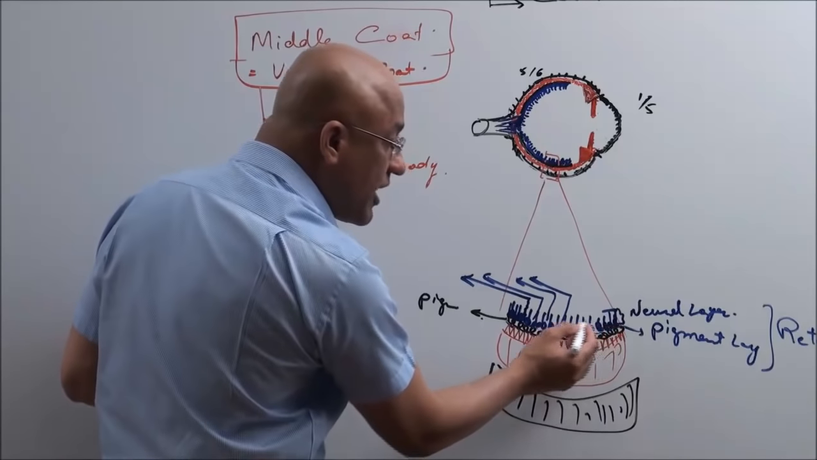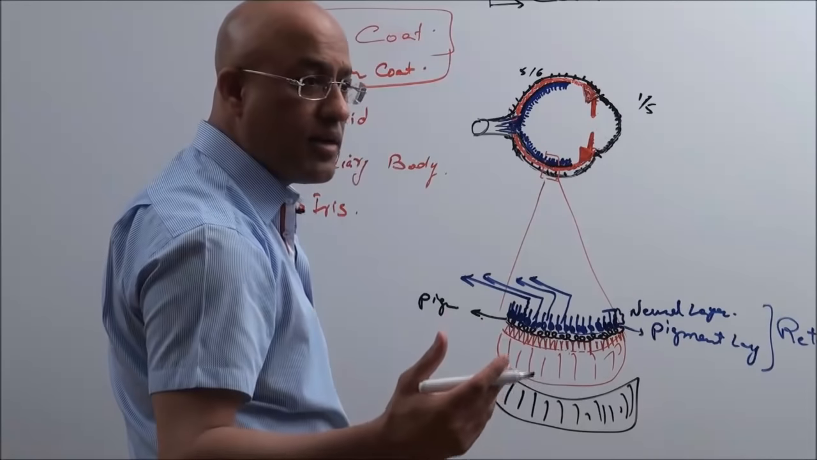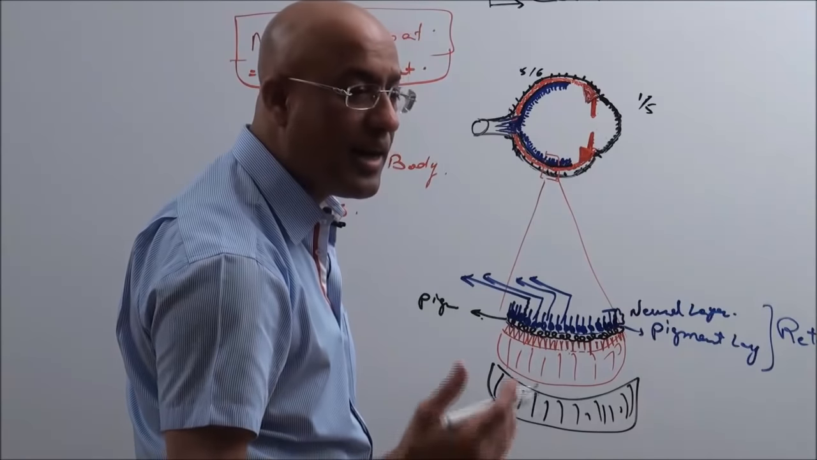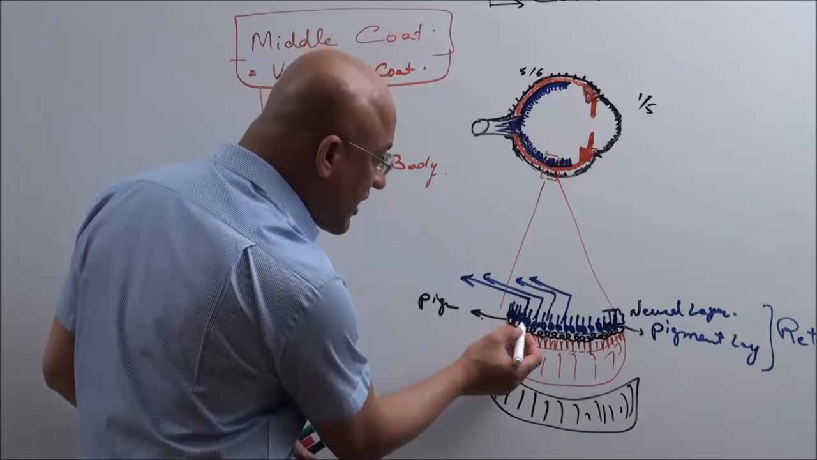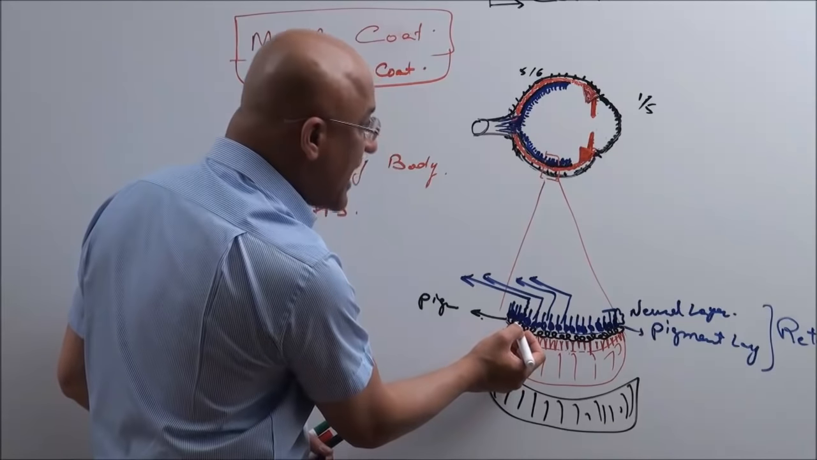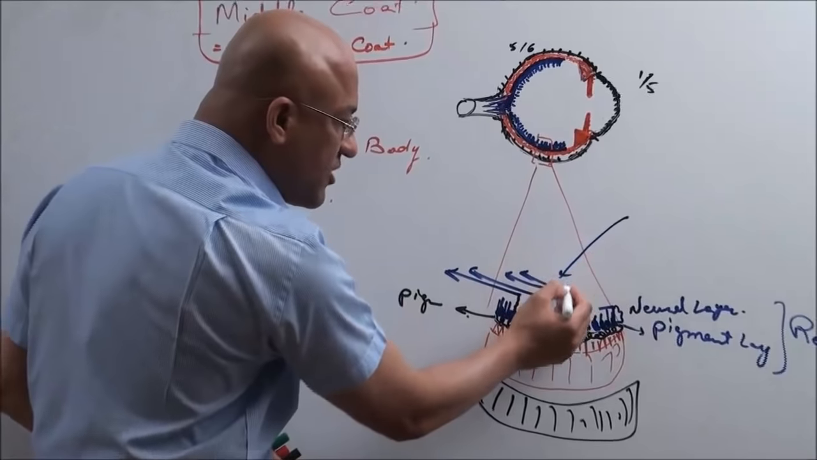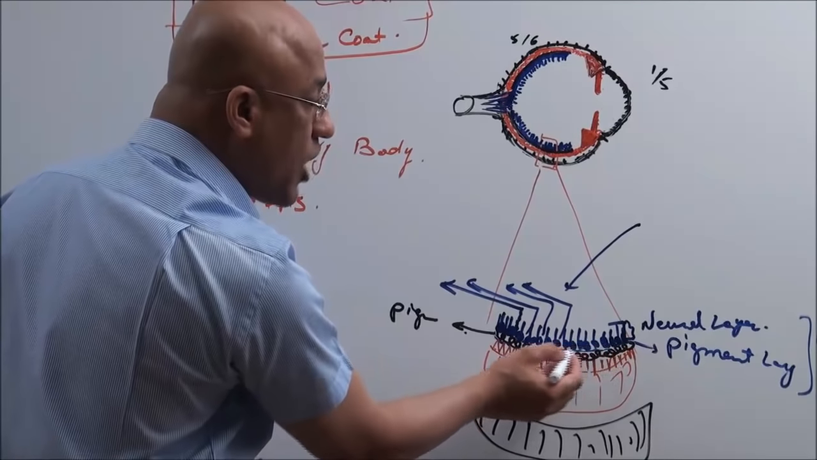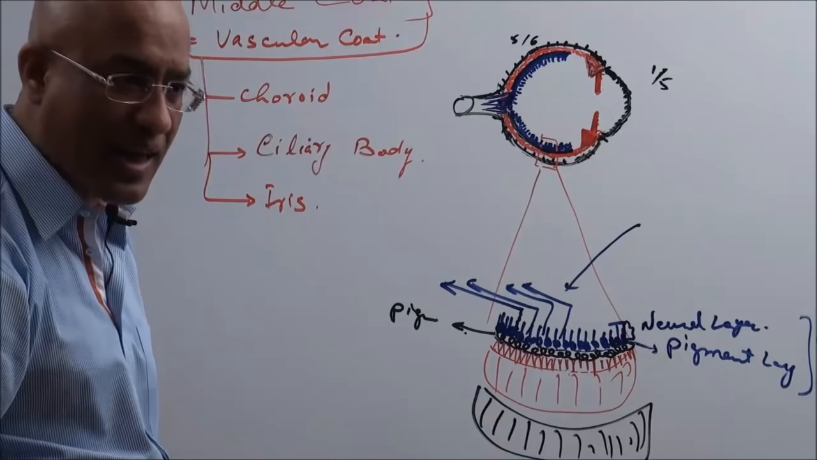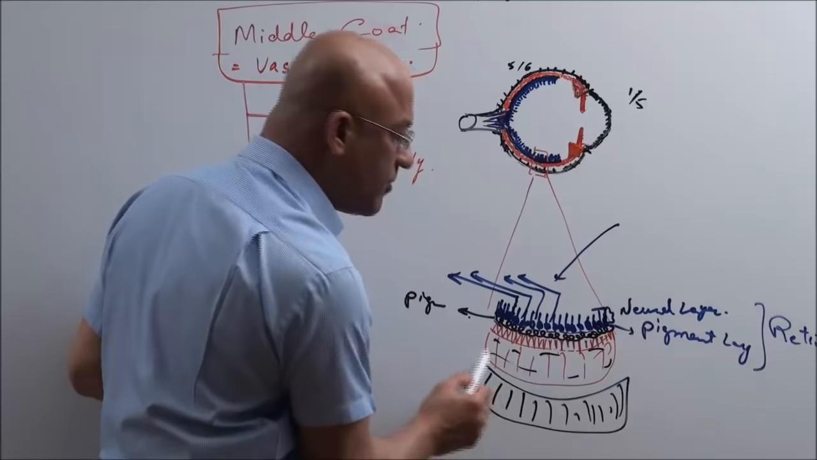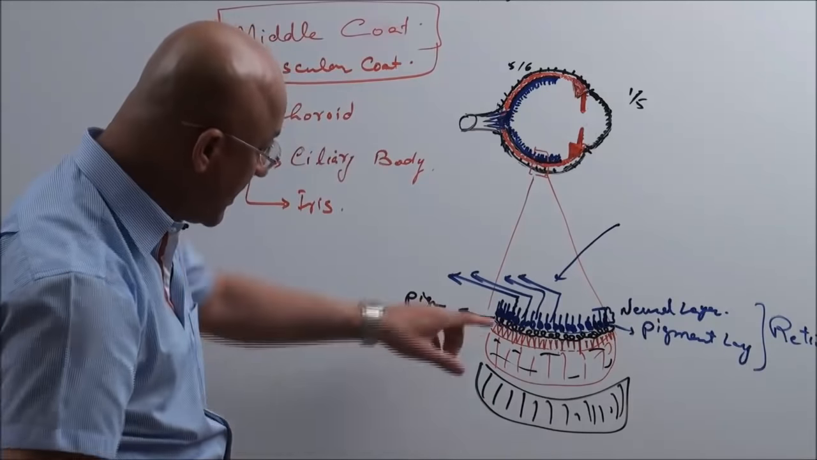And these rods and cones are also called light receptors. They are stuck into what layer? The pigmented layer. So when light comes, it passes through all layers of the retina, activates the rods and cones, and then gets absorbed into the dark layer. Even though the choroid also has a little bit of pigmentation, that we will discuss later.